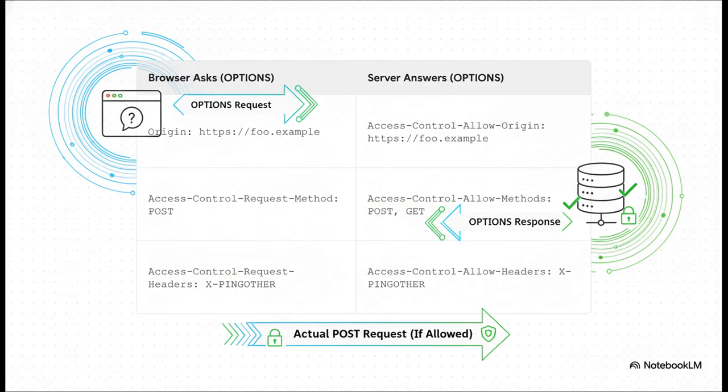And here's what that little conversation looks like. The browser's OPTIONS request details what it wants to do, the method it's going to use, and any custom headers it's going to send. The server then responds with headers of its own, explicitly stating which origins, methods, and headers it's willing to accept. Only if everything matches up perfectly does the browser proceed with sending the actual POST request.